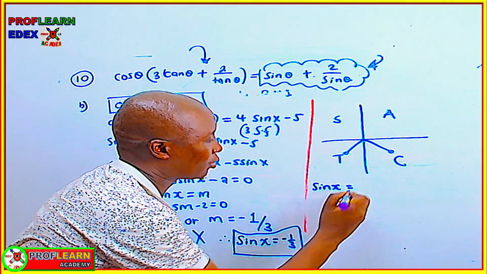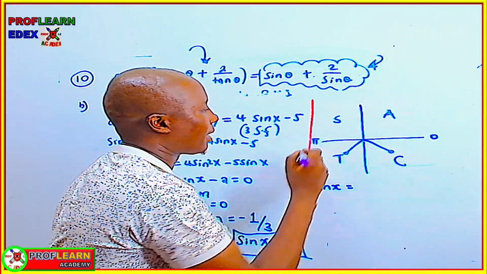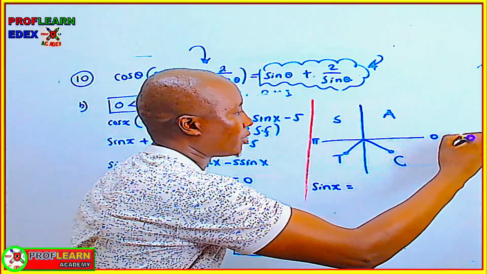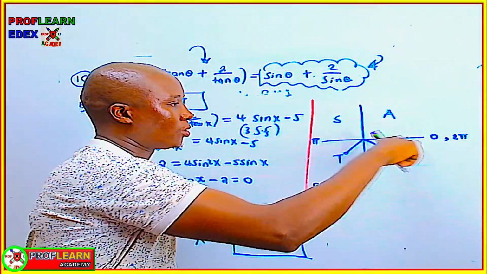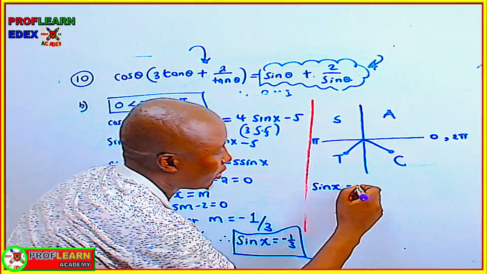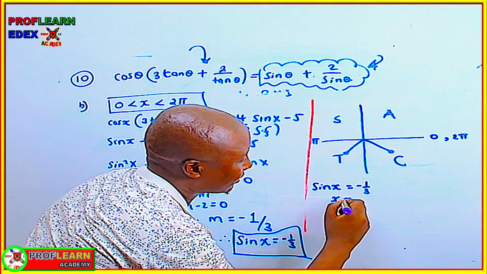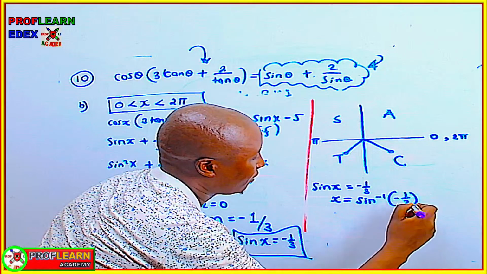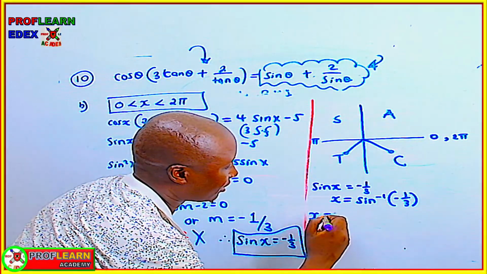Now you are going to say sine x is equal to, and of course this is 0, and this is pi. And when you go round, you are going to have 2 pi at this given point, after going a full cycle, 360 is somewhere there. So once you've done that, now you are going to say this is 1/3. Then x is equal to sine inverse of negative 1/3, so that we get the principal angle. And x is equal to what?